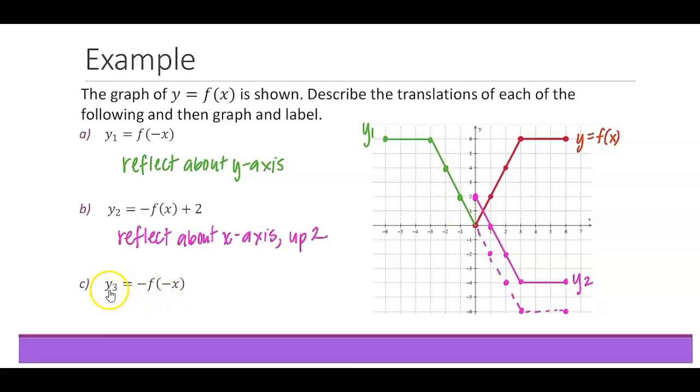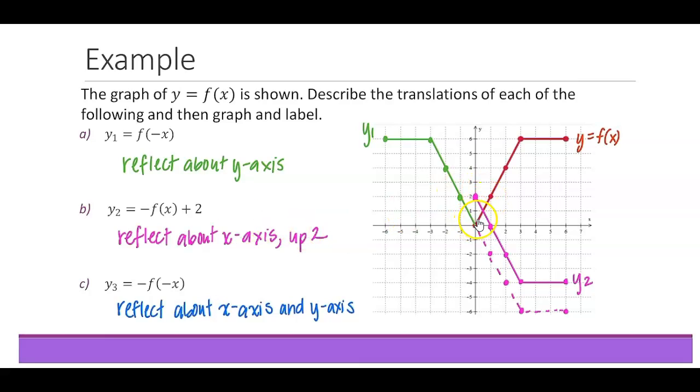And now finally, for part C, our graph of y3 has to equal negative f of negative x. So this is telling me to do 2 different reflections. The negative in the front is a reflection about the x-axis. So we're going to reflect about the x-axis. And the negative in front of the x is also reflecting about the y-axis. So there's 2 different reflections going on.